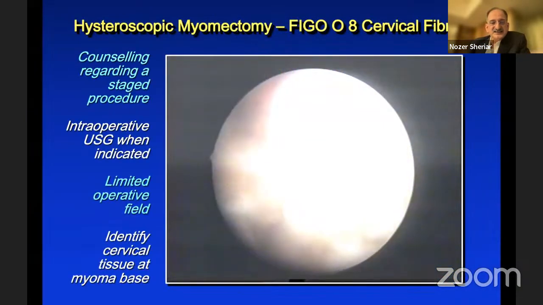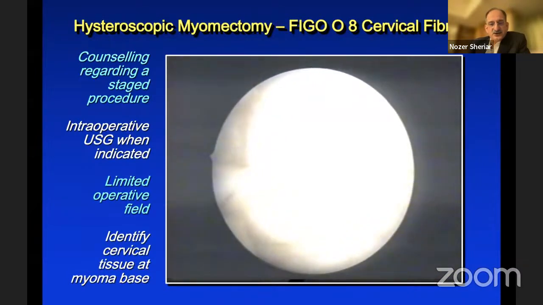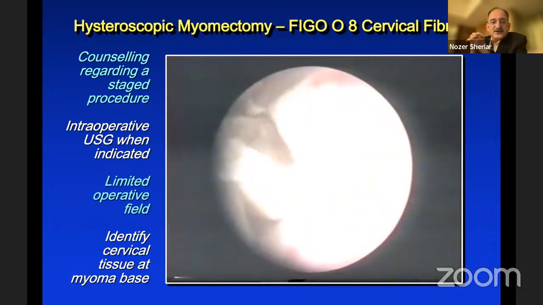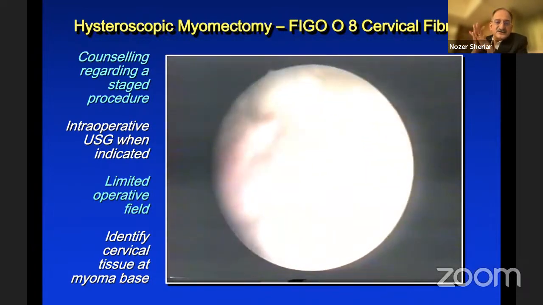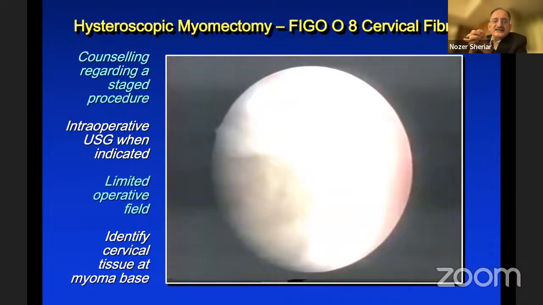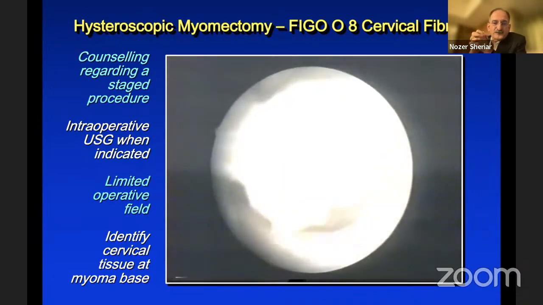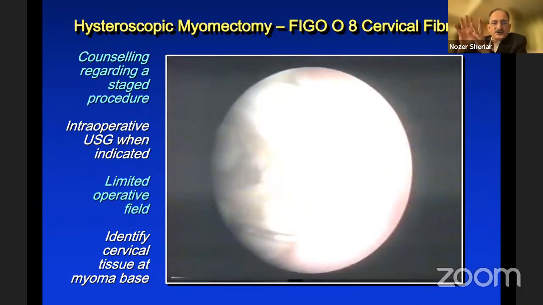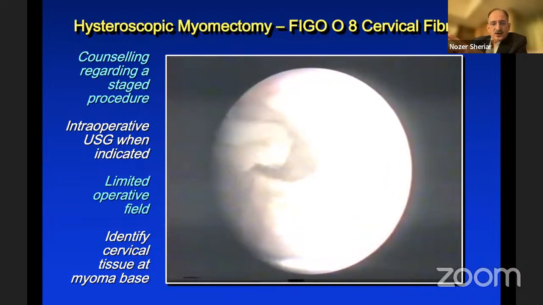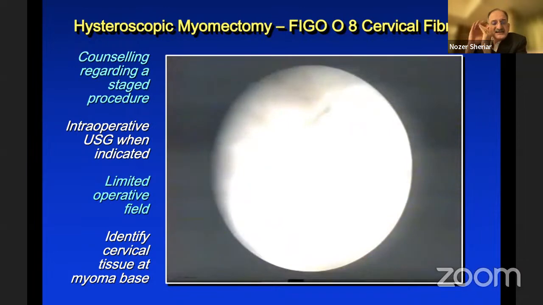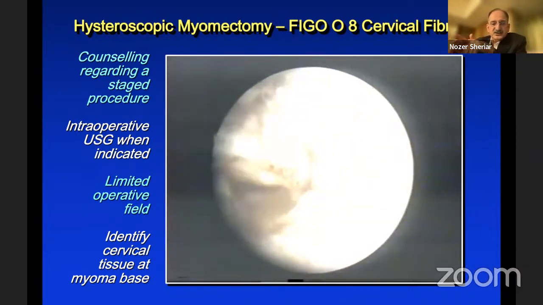And this was an interesting case, many years ago, a submucous myoma in the cervical canal. Now, there's a lot of stuff you can do in the cervical canal by hysteroscopy. The only thing is be prepared for a very limited vision. Be prepared to make very, very small moves. This was a myoma which was partly in the wall of the cervix, partly you can see part of it is coming in. The same principle happens. Identify the cervical tissue at the myoma base.